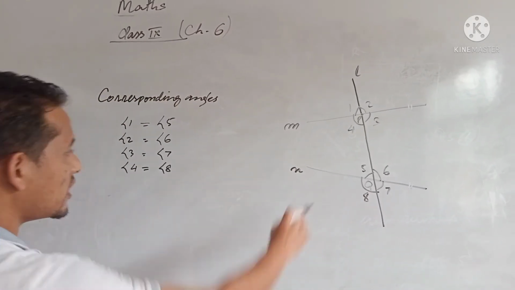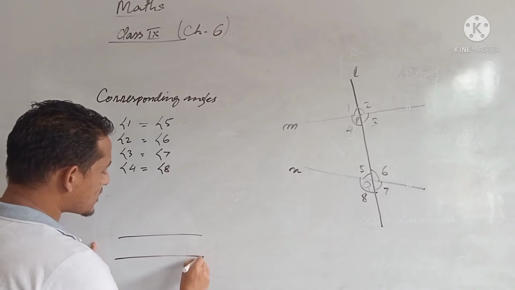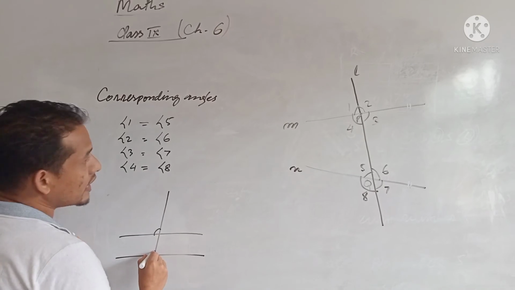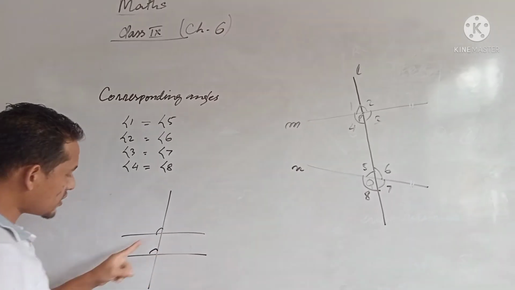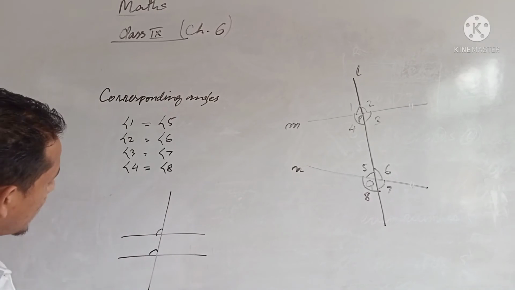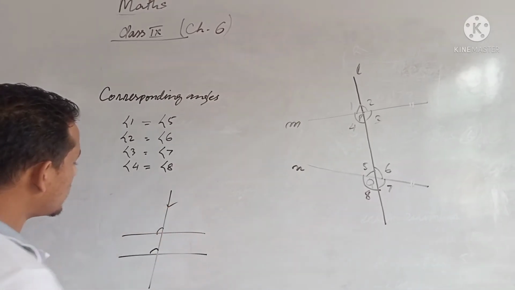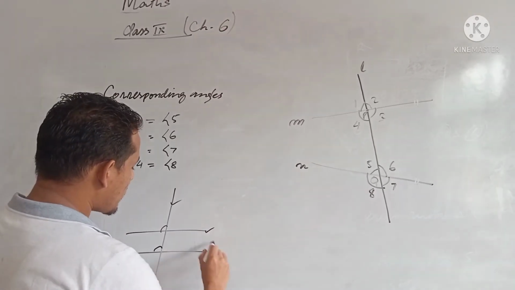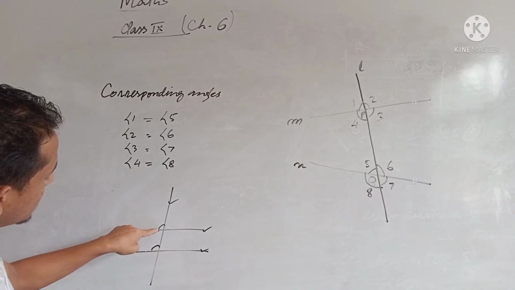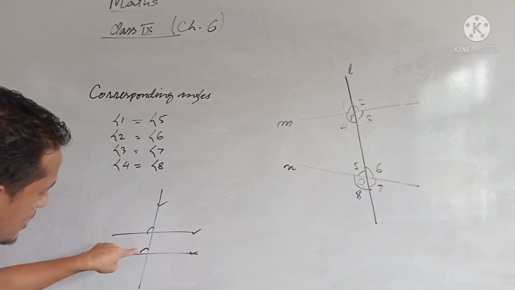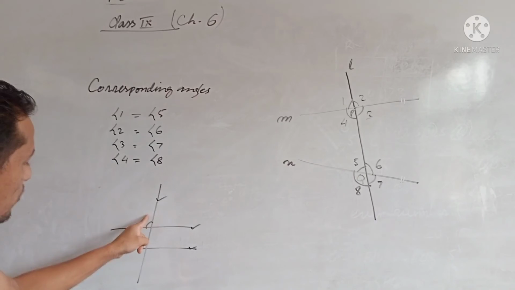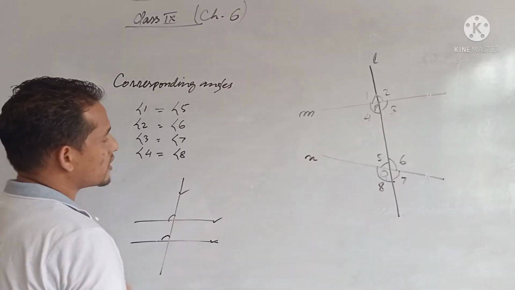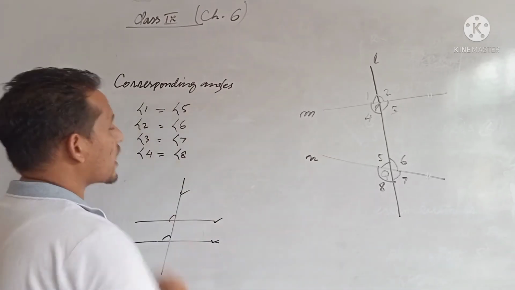So you can see two parallel lines like this and one transversal. Angle 1 is here and angle 5 is here. If you check the transversal, both angles are on the left side, and if you check the parallel lines, both angles are outside. This is above this parallel line, this is above the other parallel line, and both angles are on the left side of the transversal. That is the relationship between corresponding angles.